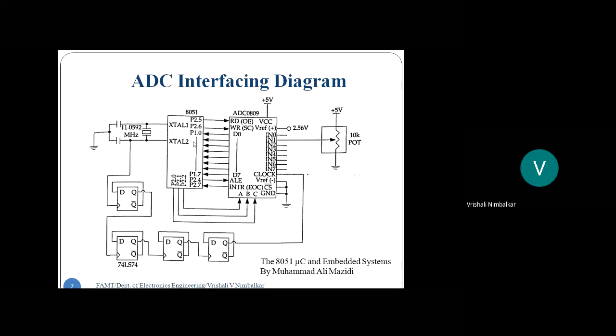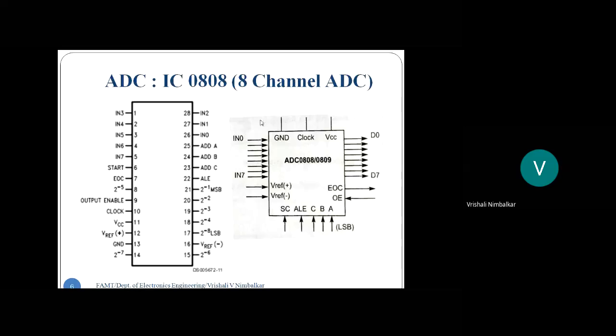Now, what all signals do we need to interface? See here. At these analog inputs, we will be connecting some external analog input. This digital data will act as an input to the microcontroller. ADC, analog to digital conversion. Once the conversion is done, that digital data will be taken in by the microcontroller.